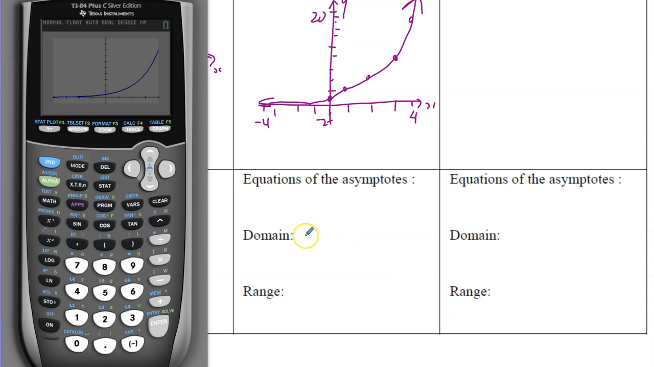There's no restriction on the domain, right? You can take 2 to the power of anything. You can do 2 to the 0. You can do 2 to negatives. You can do 2 to positives.